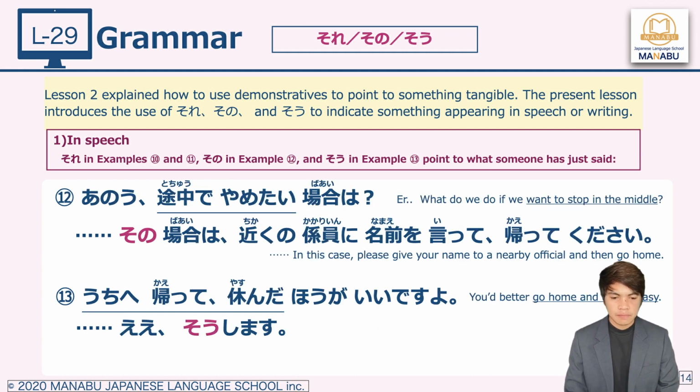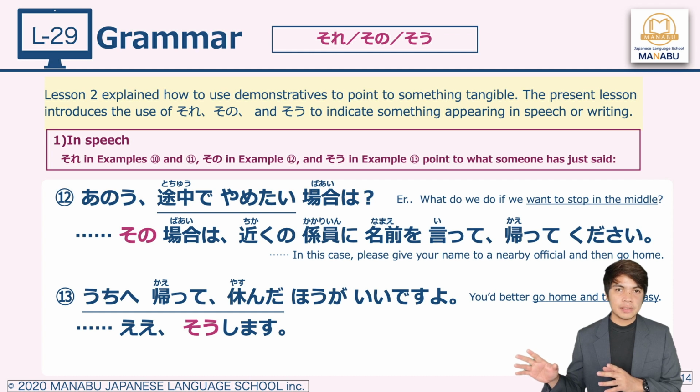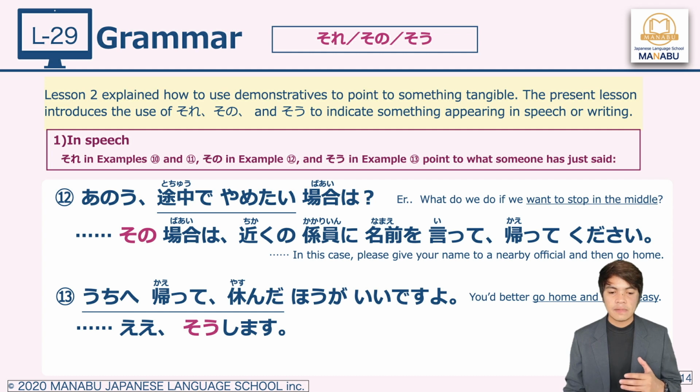Example number 12. Tochu de yamitai baai wa, sono baai wa chikaku no kakari ni namae o ite kaite kudasai. So these sentences are based on a conversation. Tochu de means in the middle or during. Yamitai baai wa, yamitai means want to stop. Baai is situation. Excuse me, what if I want to stop in the middle?